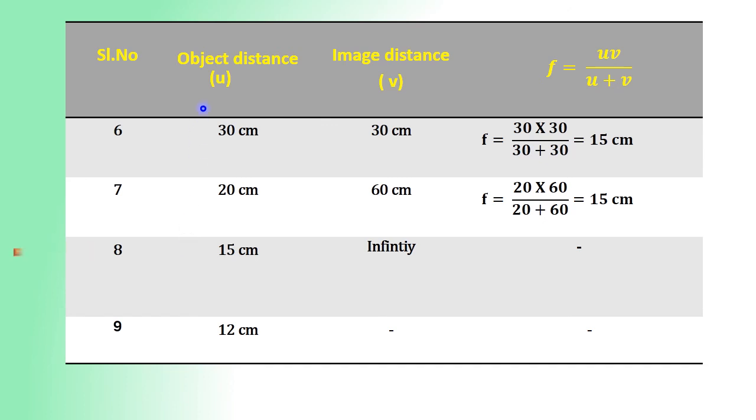I already told you, when object is placed at the focal point, we cannot get the image on the screen. That's why we assume the image is formed at infinity. That's why image distance is infinity. Next, the last case, I kept the object at the distance of 12 centimeters, that is less than the focal length. Now we can calculate the focal length of the lens by taking the image formed on the same side of the object.